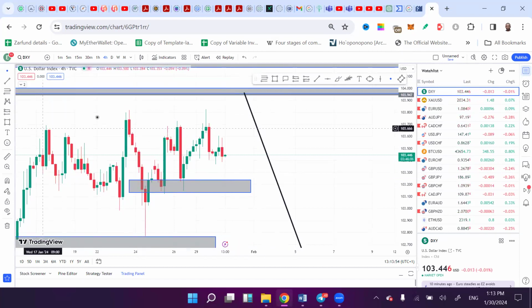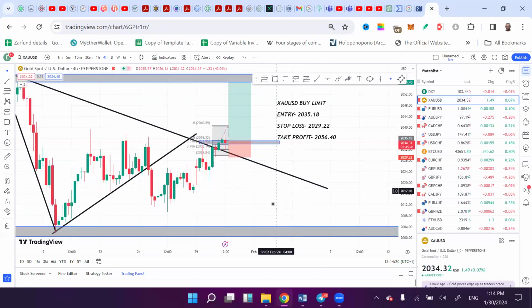But it's like price is stuck in this range here, no major movements yet. But maybe by tomorrow when we have FOMC, price is likely to move up to this area. But so far, we're not seeing that happen yet. So let's look at gold.